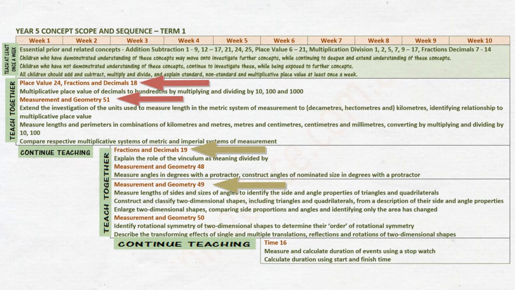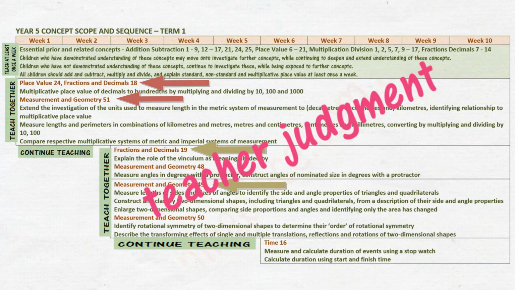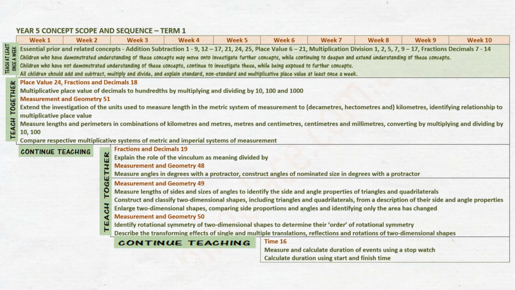These are prior knowledge needed to investigate the role of the vinculum and side and angle properties of two-dimensional shapes. The weeks that new concepts are introduced are arbitrarily selected. Your teacher judgment will be vital to deciding when is an appropriate time for your students and how much time to spend continuing to investigate prior concepts. Some students may be ready to investigate new concepts before others.